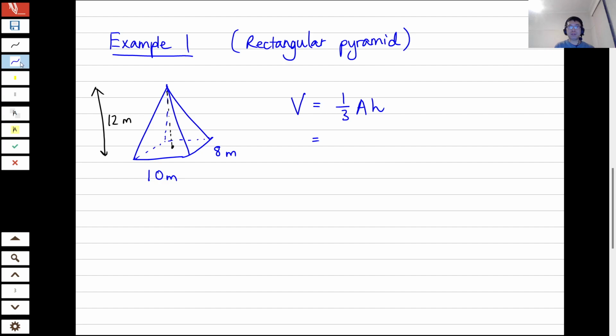The area of the base is the area of a rectangle with dimensions 10 by 8. So I can replace A with 10 by 8, and I can replace the height h with the number 12. And so you can see this is going to result in a fairly large calculation. But one thing I'm seeing is that 8 times 12 is 96, and 96 divided by 3 is 32. So this actually gives me the number 320. And since I'm dealing with volume, it's meters cubed.